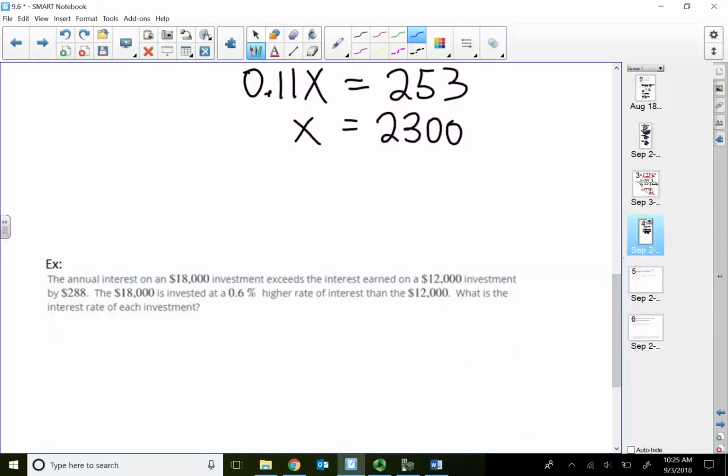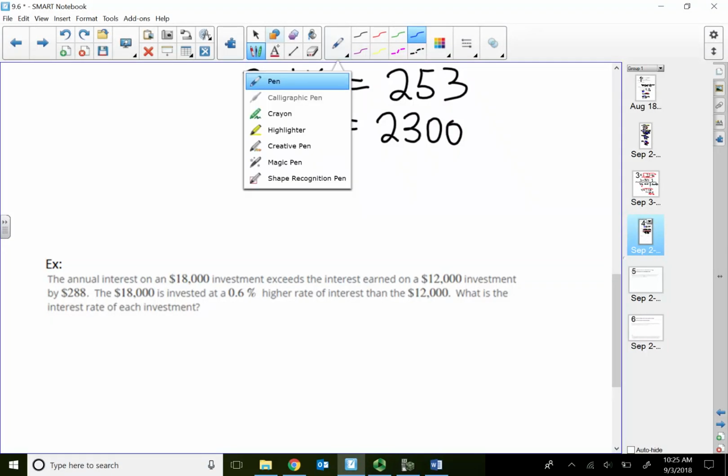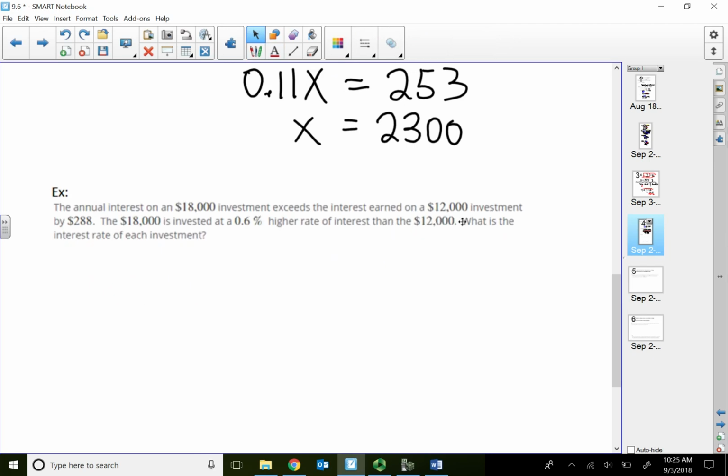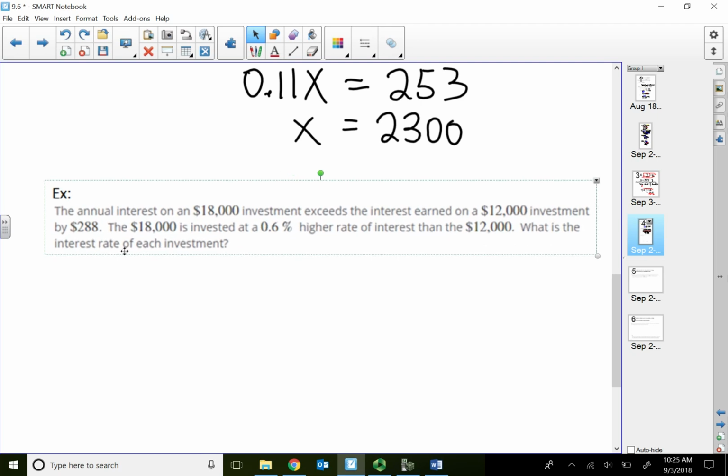The annual interest on an $18,000 investment exceeds the interest earned on a $12,000 investment by $288. This is a very interesting translation. The $18,000 is invested at a 0.6% higher rate of interest than the $12,000. What's the interest rate for each investment?